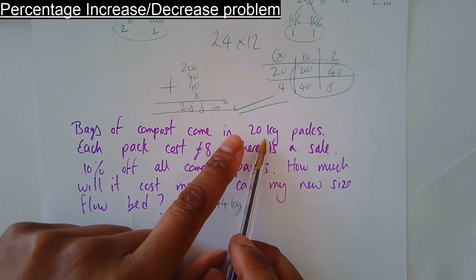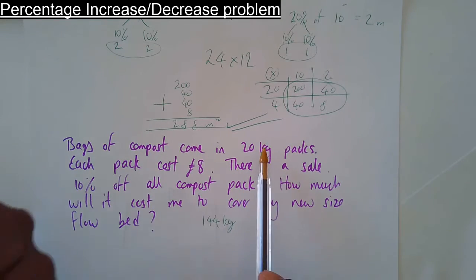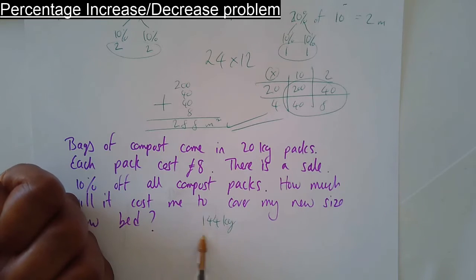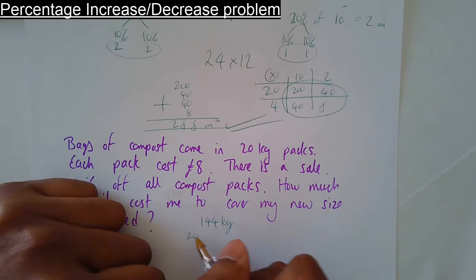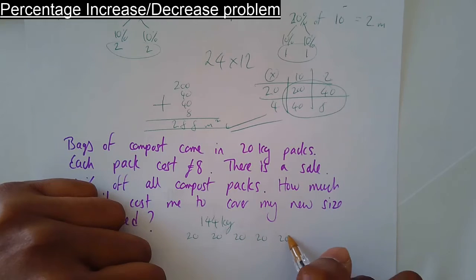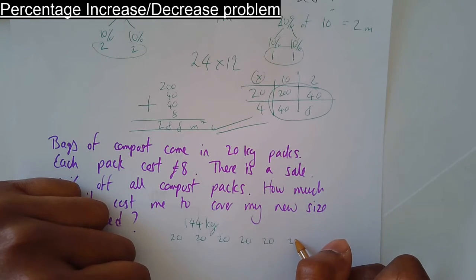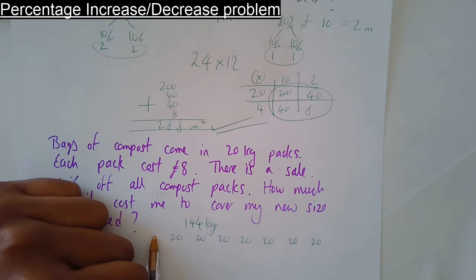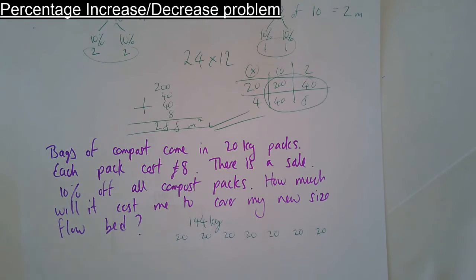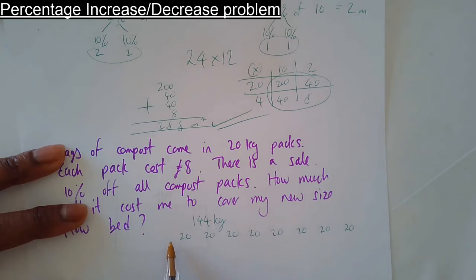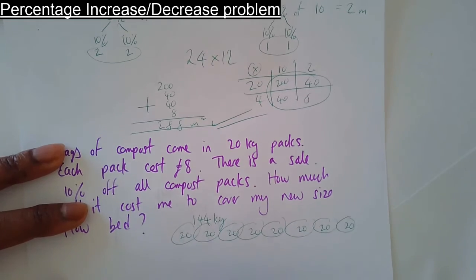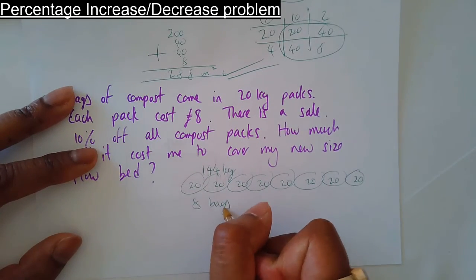But each pack is 20 kg, so I'll need to figure out how many packs I need to buy to cover the 144 kg. It's 20, 40, 60, 80, 100, 120, 140, right? That covers 140, so I'll need to buy one extra bag. I know it's a bit too much. That covers 160, more than 144, but I need to buy the extra bag. So that's now 1, 2, 3, 4, 5, 6, 7, 8. 8 bags needed, right? I need to buy 8 bags.